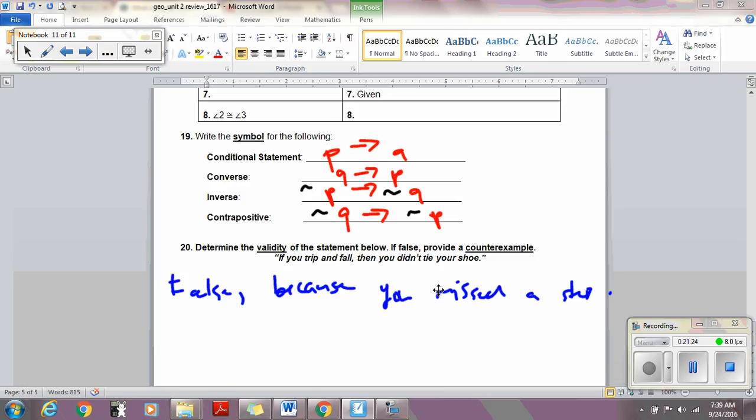So when you're determining validity, in order to be true, it has to be true all the time. And again, just because I tripped and fell, it may not have anything to do with my shoes. I could just be a very clumsy person and miss a step.